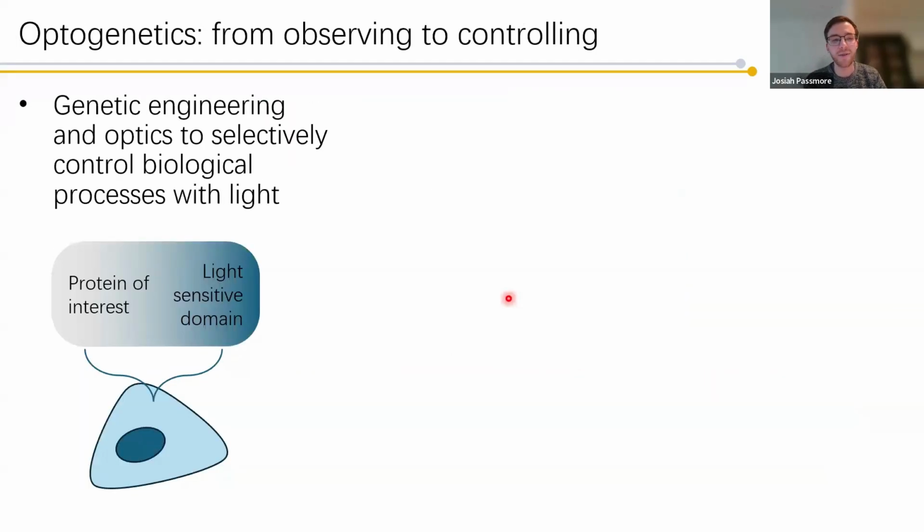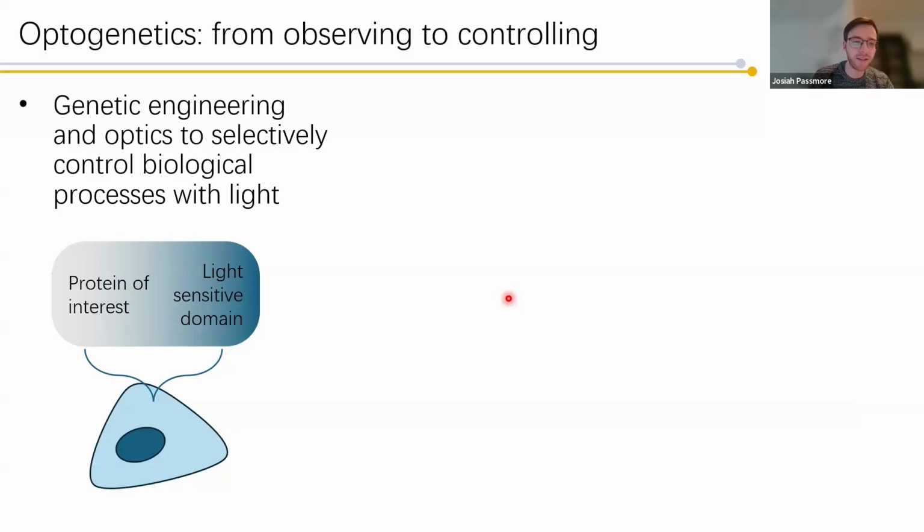So optogenetics has really brought us from doing just observation-only experiments on the microscope to actively controlling it. And optogenetics is where you combine genetic engineering with optics to selectively control biological processes using light. And what we do with optogenetics is we take a protein of interest, we fuse it to a light sensitive domain, and we introduce that into our cells.